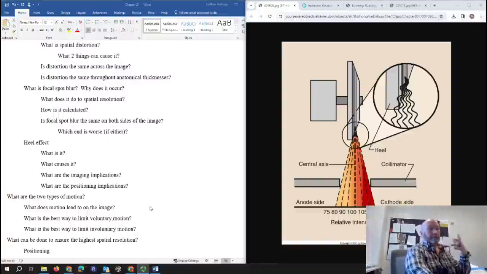So heartbeat, bowels, things like that would be involuntary motion. Well, what about kids? They can hold their breath, they just won't. Well, we're going to count that as involuntary motion then. So voluntary motion, the best way to control voluntary motion, good instructions. Involuntary motion is a decrease in exposure time. So using your reciprocity again, increase mA, decrease time.